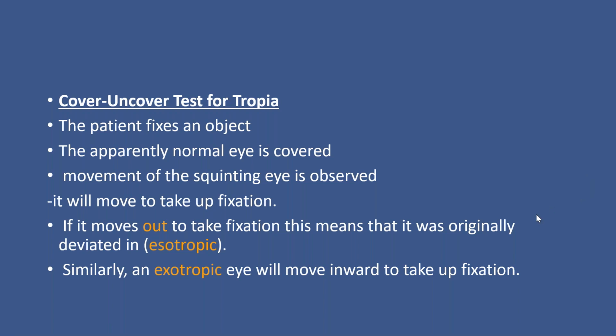Correct. When the eye is deviated outwards, to take up fixation it has to move nasally, or inwards. That is what the next two lines explain: if the eye is moving out to take fixation, that means it was already inwards and has to move out. Similarly, an eye that is deviated outwards, an exotropic eye, will move inward to take up fixation, right? That is the basis for the cover uncover test.